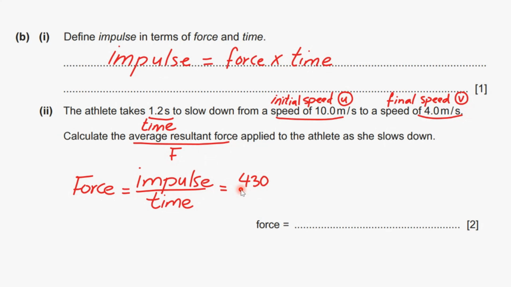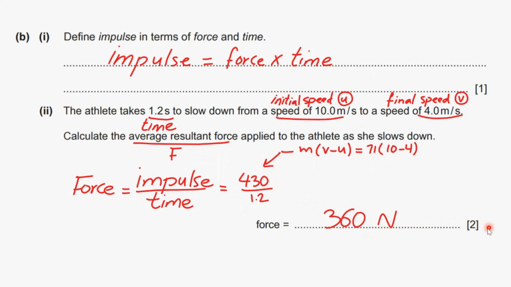And if you remember, we calculated the mass times the change in velocity for the impulse, 71 times the quantity 10 minus 4, which gives us 430 for the impulse, divided by the time taken. The time taken is already given here as 1.2 seconds. Okay, finally, using the calculator, it gives us 360, and the correct unit is Newton.